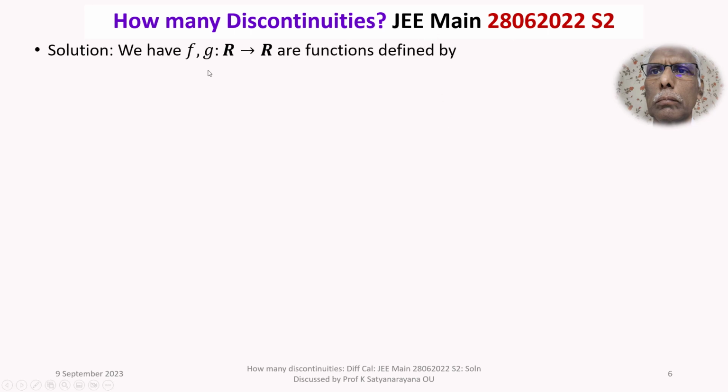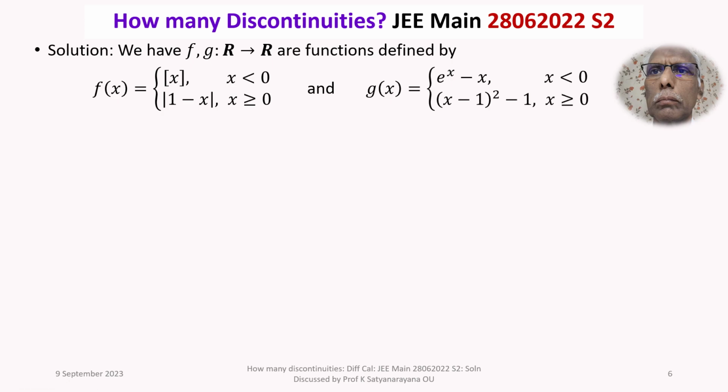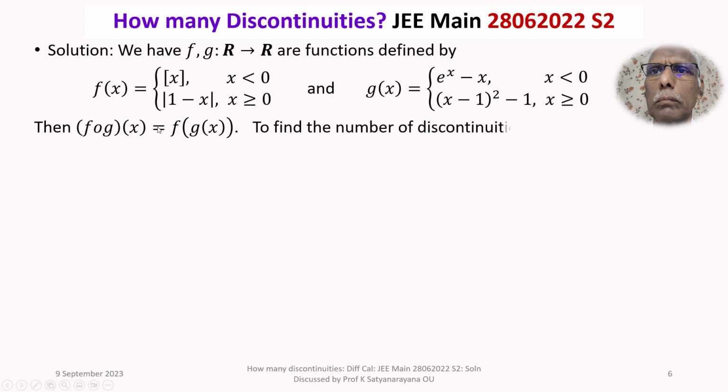We now discuss the solution of the problem in detail. We have f and g are functions from R into R, where R is the set of real numbers, defined like this. Then f compose g of x is equal to f of g of x, by definition, for all x belongs to R, and we are required to find the number of discontinuities of f compose g, the composition of the two functions.